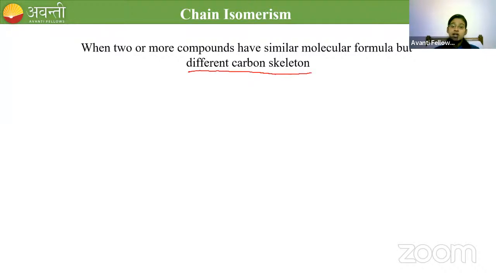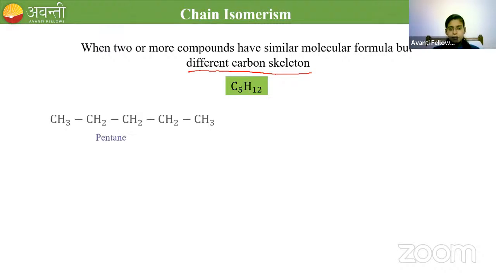So what is the meaning of carbon skeleton? I will take one example and explain. The example that I have taken is C5H12. This is the compound we are going to take as an example to understand chain isomerism. Three different types of compounds can be written using this formula. The first one is pentane. In pentane, you see we have 5 carbon and 12 hydrogen.